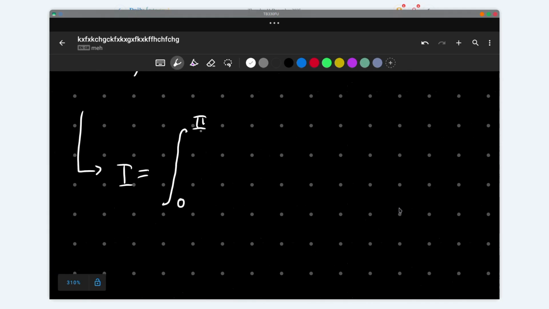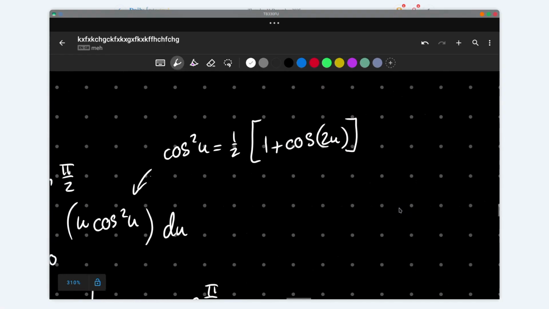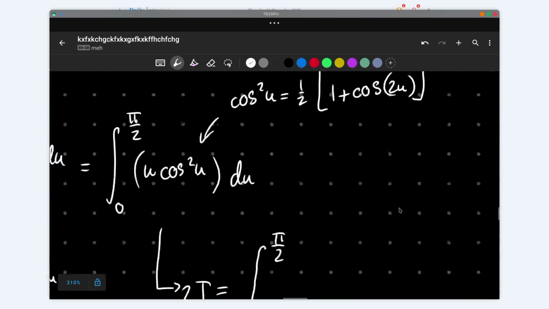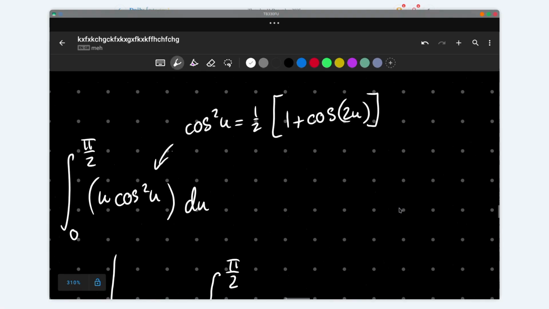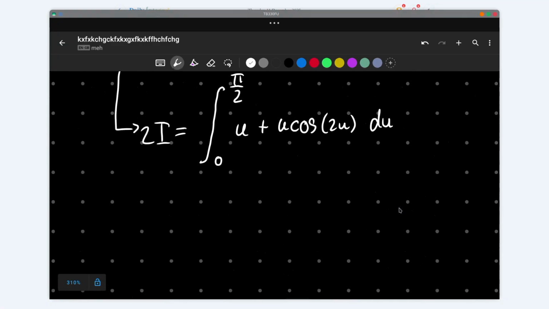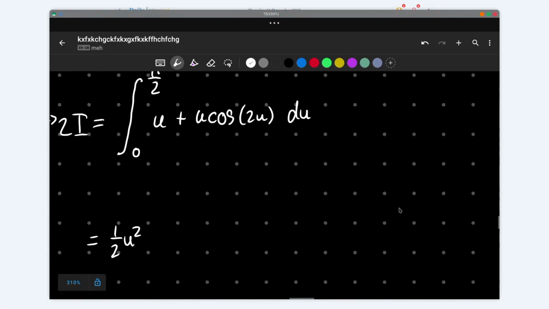0 to pi over 2, u over 2 plus u over 2 cos 2u. Well, 1 over 2 is going on the outside. In fact, I'm just moving the 2 here so that I don't screw up. u plus u cos 2u. Way better integral. Part of it is going to just be 1/2 u squared from 0 to pi over 2.